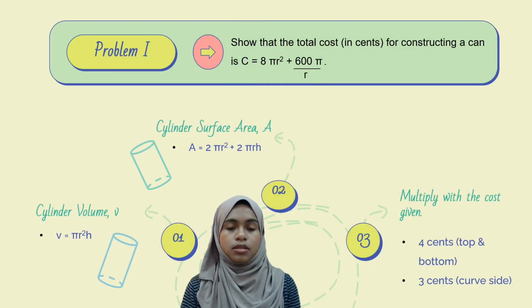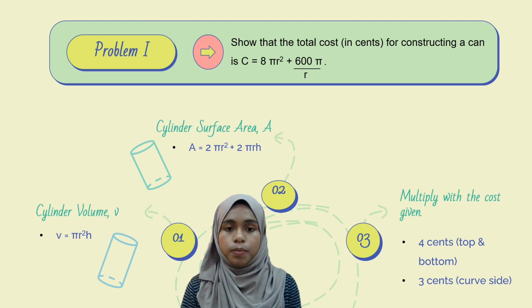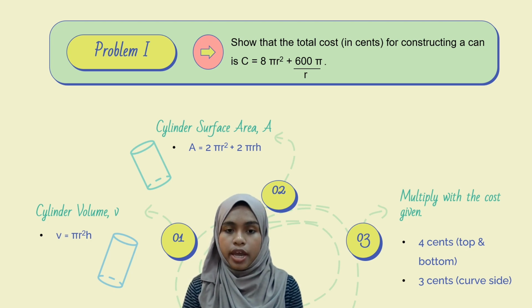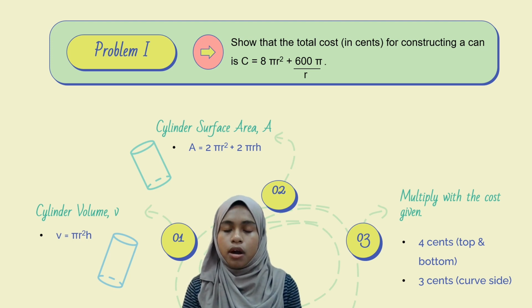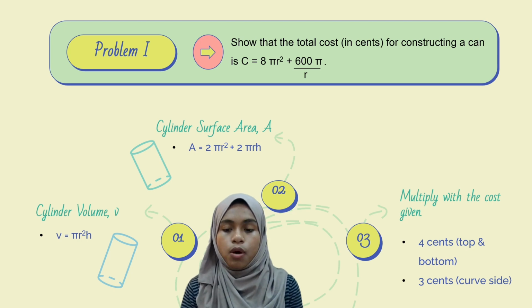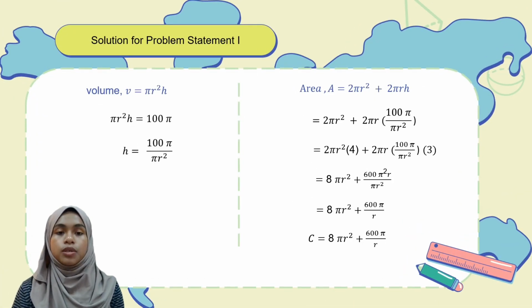Problem 1. Show that the total cost in cents for constructing a can is C = 8πr² + 600π/r. In order to solve this question, we will use the formula of cylinder volume, which is V = πr²h. The next step, we will use the cylinder surface area formula, which is A = 2πr² + 2πrh. And the next step, we will multiply with the costs given, which are 4 cents, the cost of material for the top and the bottom of the cylinder, and 3 cents, the cost of material for the curved side of the cylinder. Solution for problem statement 1.